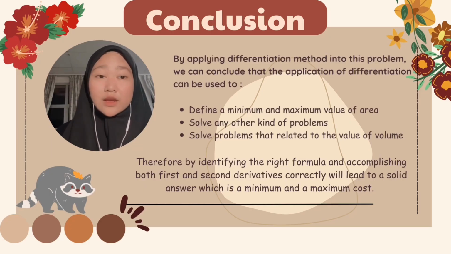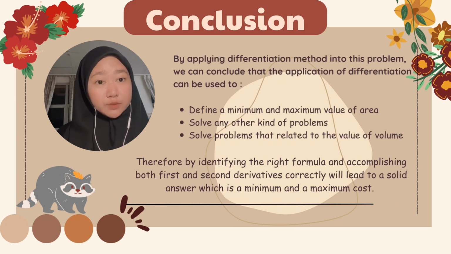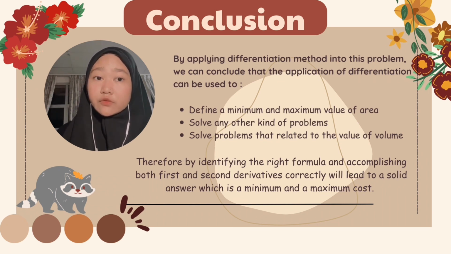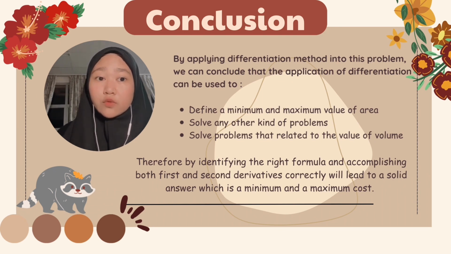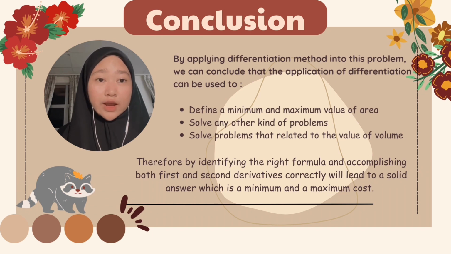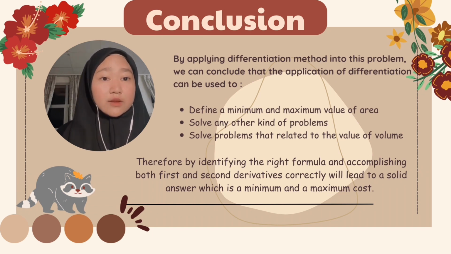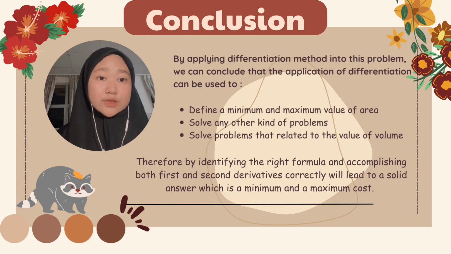For the conclusion, by applying differentiation method in this problem, we conclude that application of differentiation can be used, first, to define a minimum and a maximum value of area. The second one is to solve any other kinds of problems. And the third one is to solve problems that are related to value of volume. Therefore, identifying the right formula and accomplishing both first and second derivative correctly will lead to a solid answer, which is minimum and maximum cost.